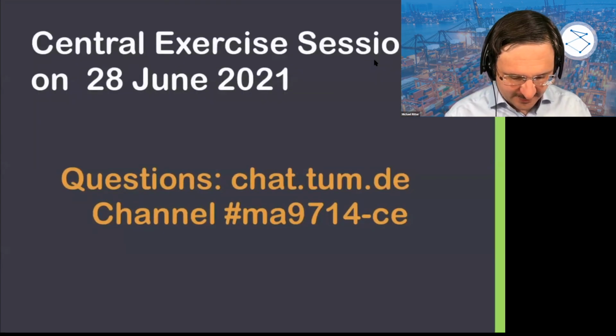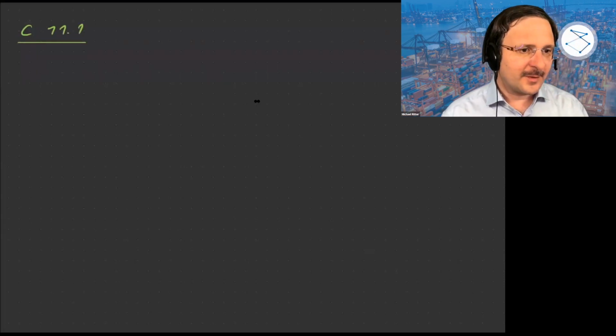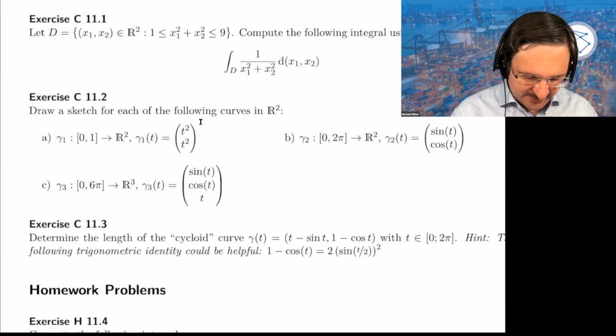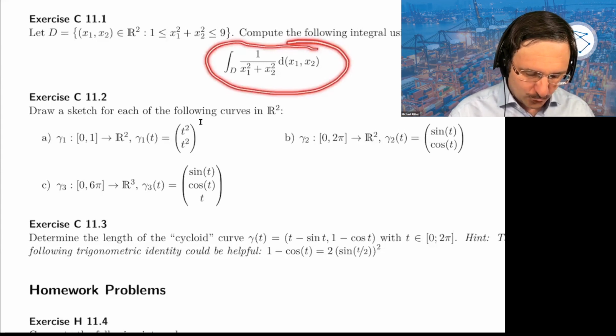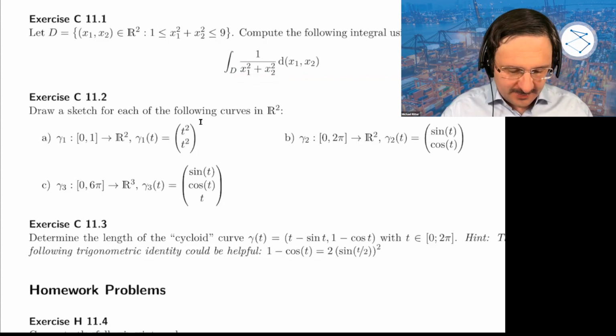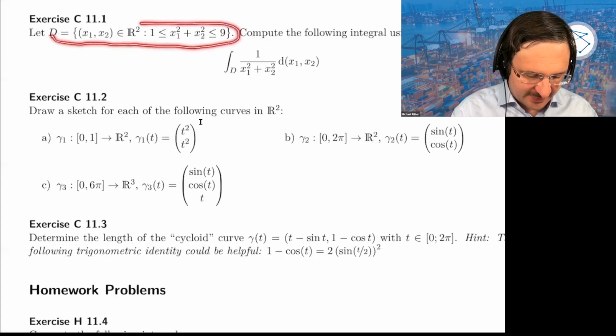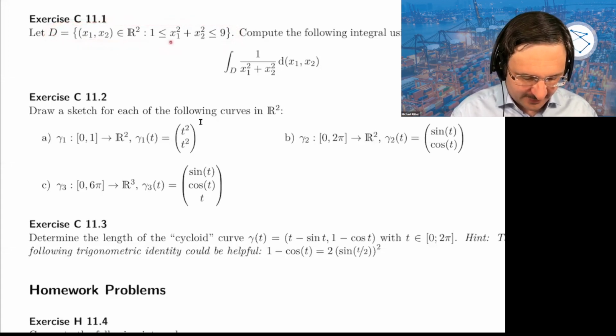So let's start with the integration problem. So here's C11.1. In 11.1, the task is to compute an integral, specifically this one here, the integral of 1 over x1 squared plus x2 squared dx1 dx2. And the domain of integration is D, which is defined like this. So we have x1 squared plus x2 squared less or equal to 9 and greater or equal to 1.